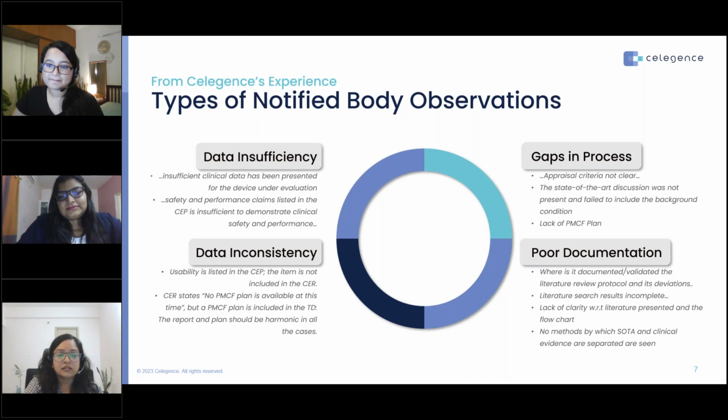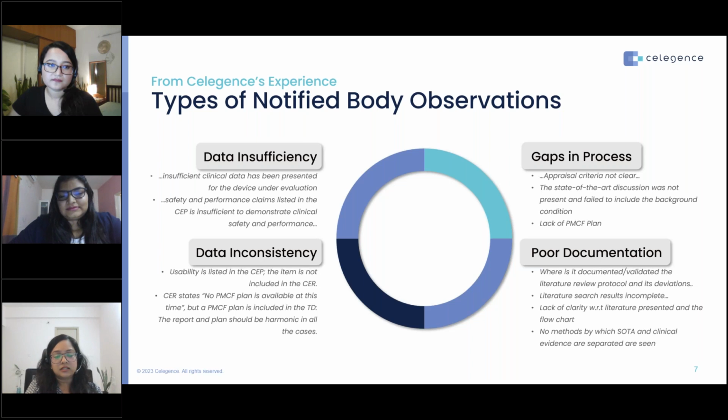So the first category would be related to data insufficiency. This is a very common problem with CERs, especially for legacy devices. The data presented in the document is insufficient and pointed out by the notified body, especially to support benefit risk profile of the device. For example, they may comment that the safety and performance endpoints or the acceptance criteria are not defined, or that the clinical claims made do not support clinical data and do not have any evidence.